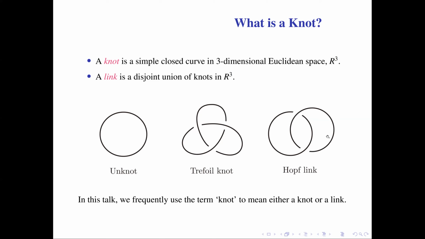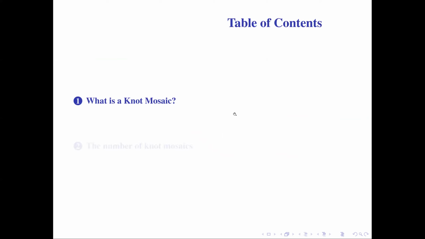Here, these figures are projections onto a plane, your slide, with the height information at each double point. So we call the double point a crossing and the projection a knot diagram. Actually, a knot mosaic is a spatial knot diagram. So first, I will introduce knot mosaic, and then we construct an algorithm to count the number of knot mosaics. What is a knot mosaic?